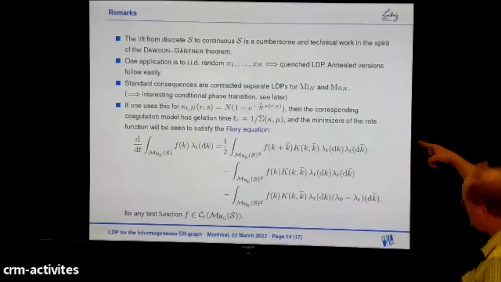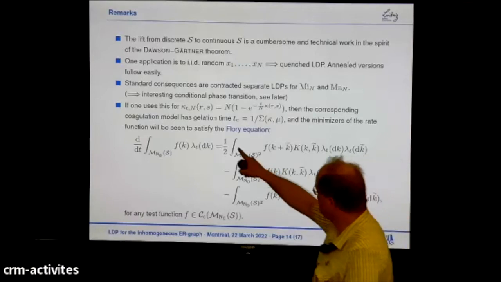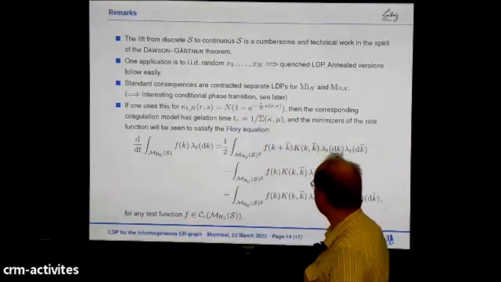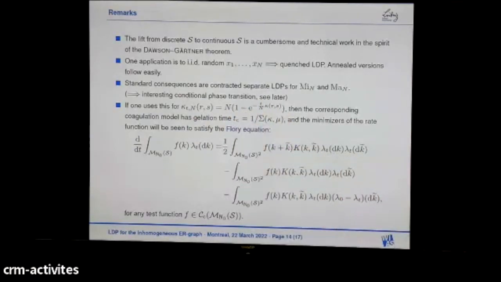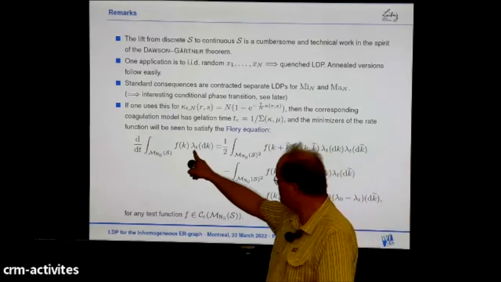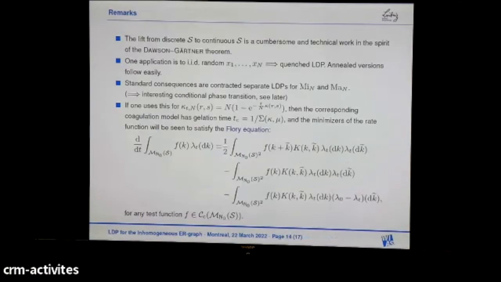And here's now the Flory equation that follows from it. If you take now the kernel, depending on t like that here, so the t parameter is this one there. So if t is increased, then you throw more and more particles in. So this is now the increasing process of multi-type Erdős–Rényi graph, which you can embed easily into a Markov process in continuous time. And then the corresponding minimizers, which I have not yet written down, as a function of t satisfy this equation called the Flory equation.